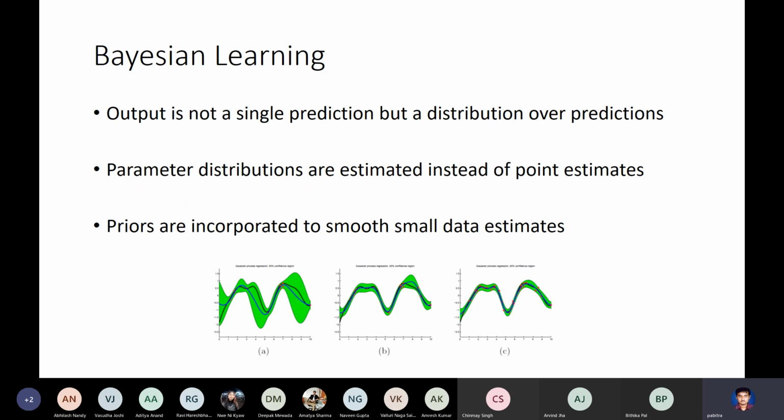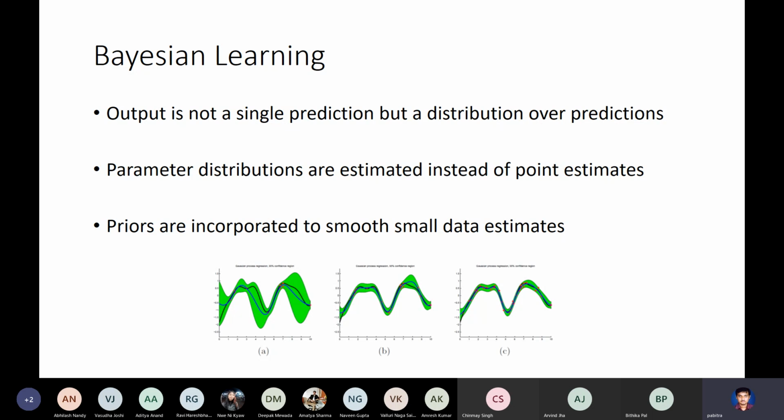Now let's quickly try to see why Bayesian learning is good for this. We have studied throughout the course that Bayesian learning would give you not a single prediction but a posterior distribution over all the predictions. It is not a point prediction, it's a distribution over the predictions: this prediction is most likely, this prediction is not so likely, and so on.